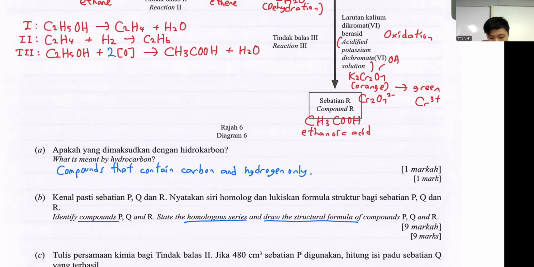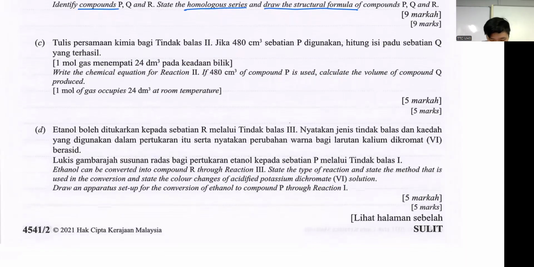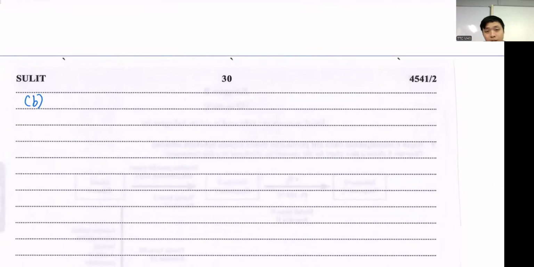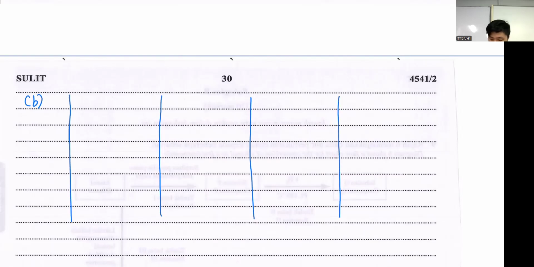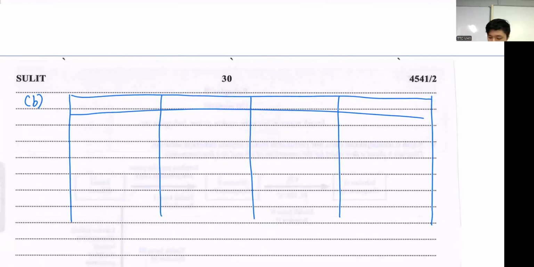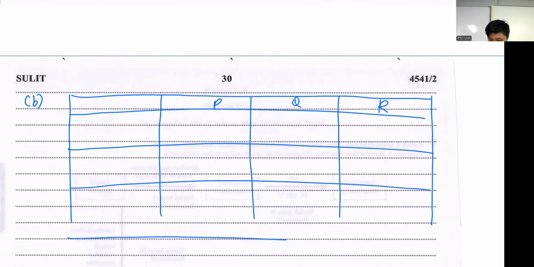Okay, so I draw the table here. Or maybe I draw another one. Okay, so let's quickly do this. I draw a bit messy because I don't want to take so much time already. Okay, so P, Q, R, the compounds, the homologous series.